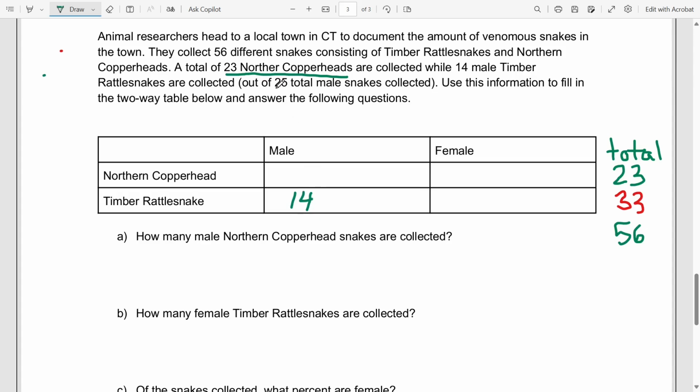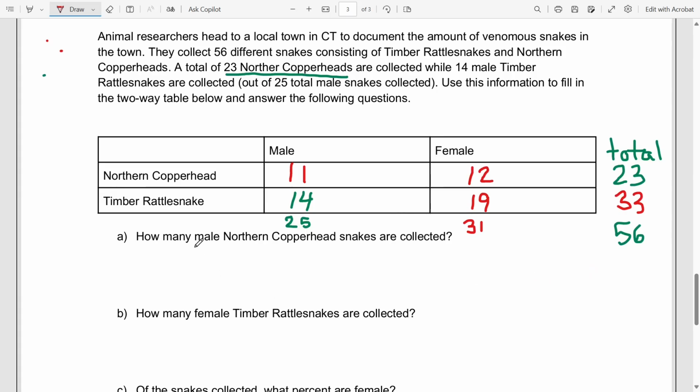And it says out of a total of 25 male snakes that are collected. So the total on here, we'll make another column here, is 25. 25 minus 14 is going to give us 11 male northern copperheads. And we know that the total northern copperheads is 23, so that means there's got to be 12 females, because 11 plus 12 gives us 23. And the total number of timber rattlesnakes is 33, so we have to have 19 female timber rattlesnakes for a total of 31 females, 25 males, adds up to the 56 total.